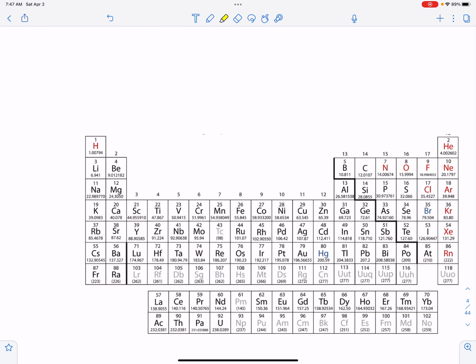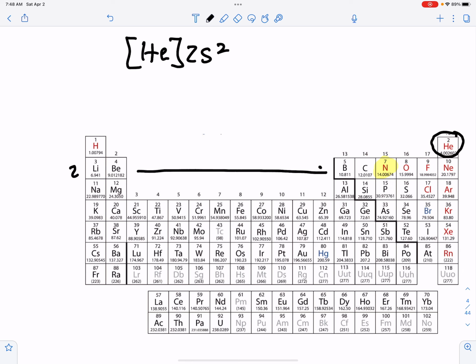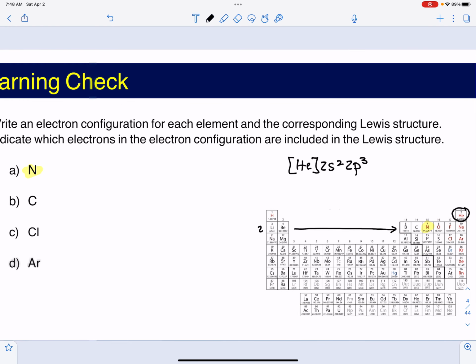Nitrogen in the periodic table is going to be located there, which means for my electron configuration, I'm going to go back to the closest noble gas going back. So the electron configuration for nitrogen is going to be, not neon, helium. Helium, then we go to period number 2, 2s2. We go to the p block, 2p3, and that would be nitrogen.